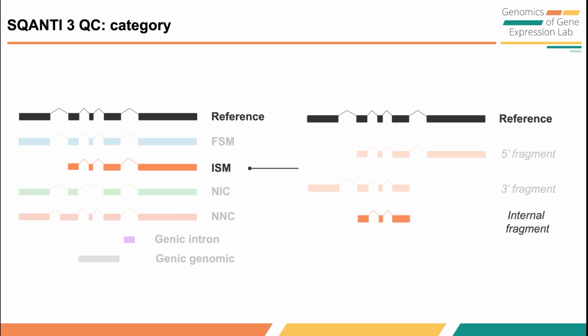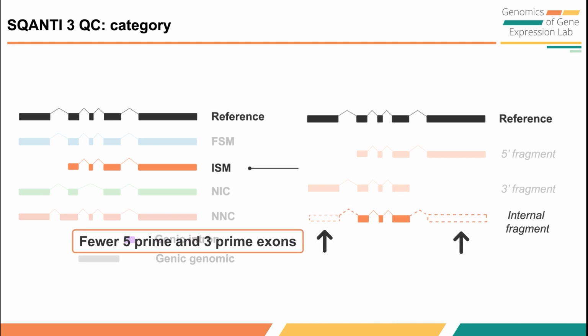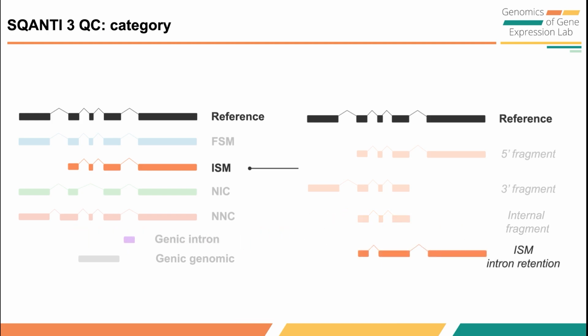Then, the internal fragment means that transcripts with all junctions agree but have fewer both 5' and 3' exons. The next is the intron retention under the incomplete splice match category, which means that transcripts have at least one exon covering at least two adjacent reference exons. Finally, monoexon under the incomplete splice match category means that transcripts only match one reference exon with a multi-exon reference.